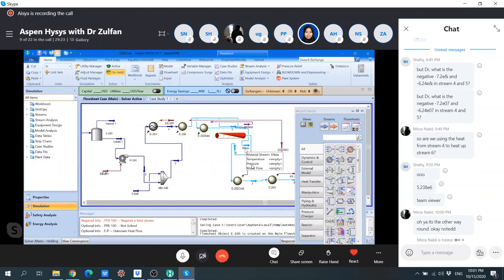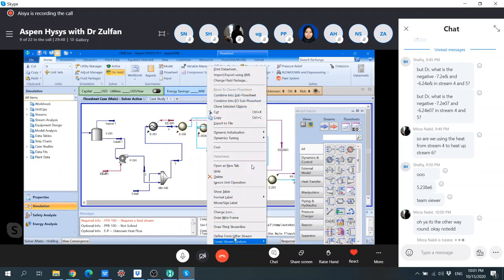All right. Okay. I think this is much better now. This is still ugly, so move that reactor a little bit to the right. You can also, if you see stream 6, rotate that. How do I rotate this? I don't remember, but just double click and see what happens.